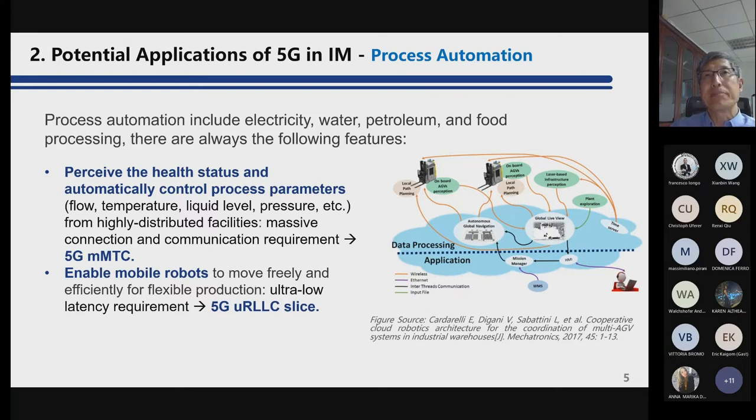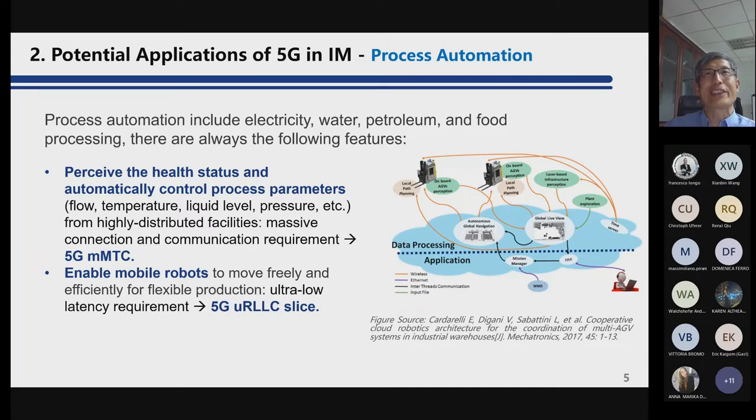So next application is process automation, for perceiving health status automatically and automatic control of process parameters, because in many, particularly in process industry, there are so many parameters that need to be monitored and controlled. So like temperature, liquid level, pressure, et cetera. In this kind of environment, massive machine type communication is so important for this kind of communication. And also, because in this kind of environment, Christoph already mentioned AGVs.